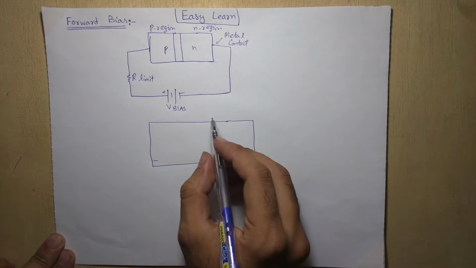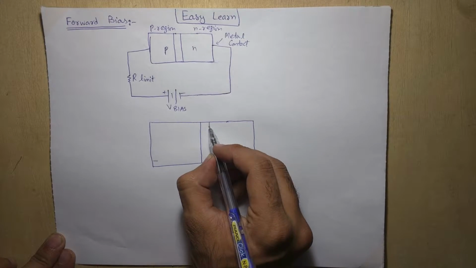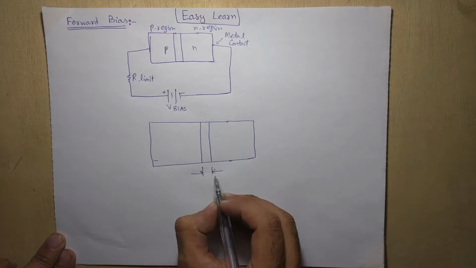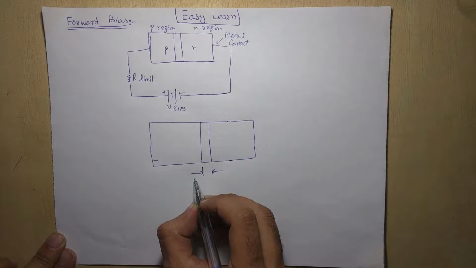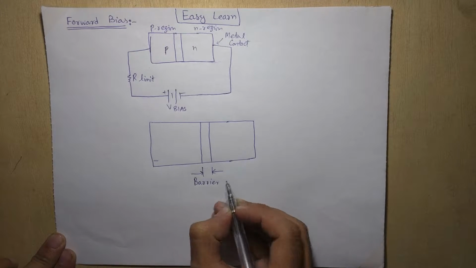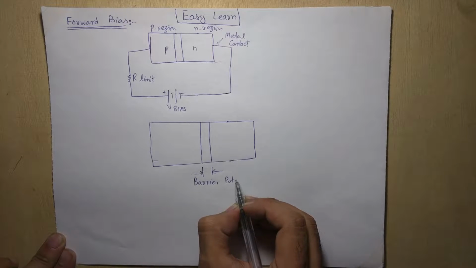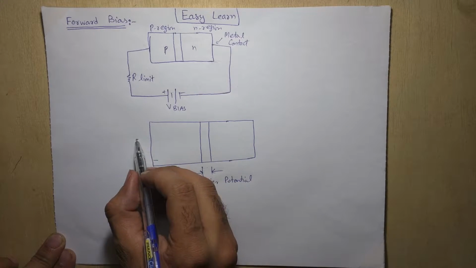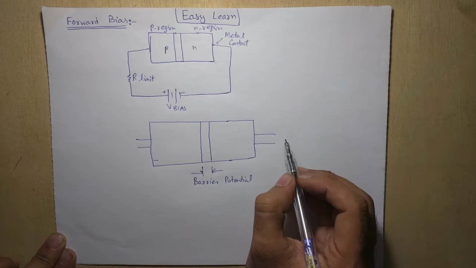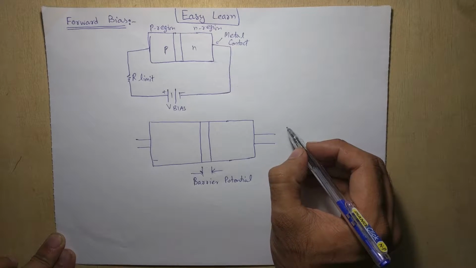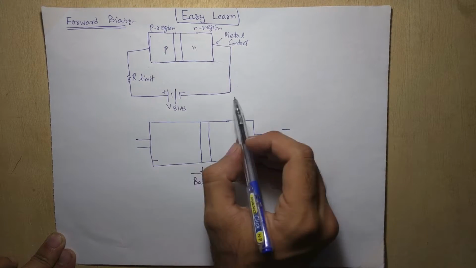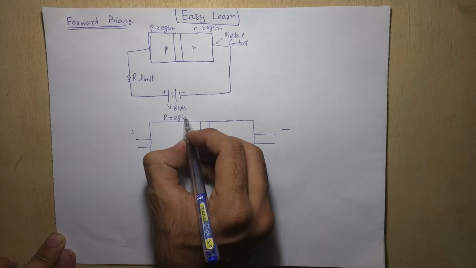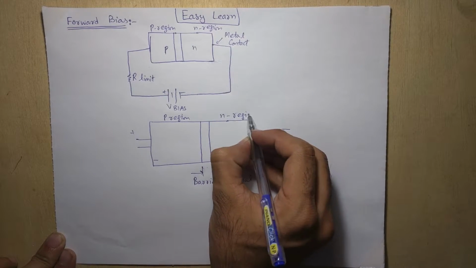For example, this is a diode, and here is the barrier potential or depletion region. This is the barrier potential, or depletion region, and here the metallic leads are already connected for the connections. This is the negative terminal. We applied the negative to this side and positive to this side. This is the P region, and this is the N region.